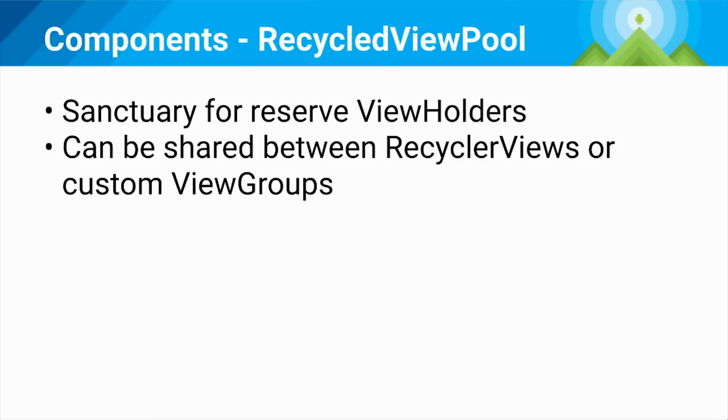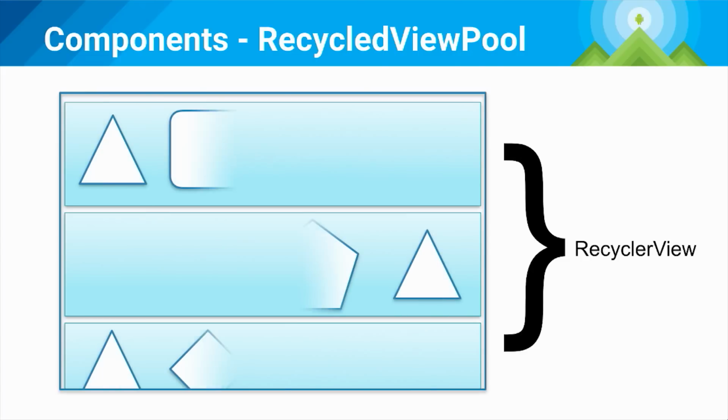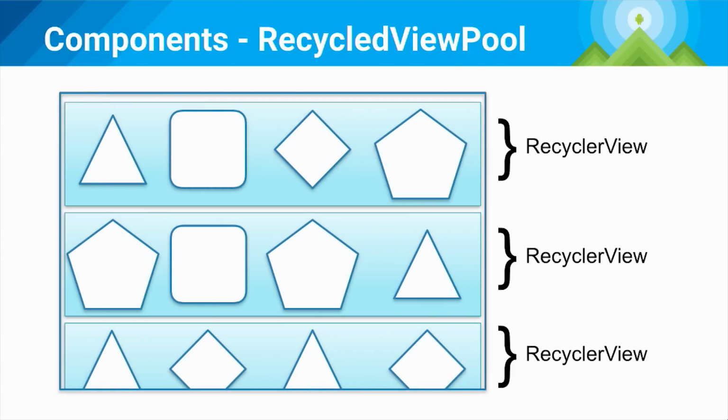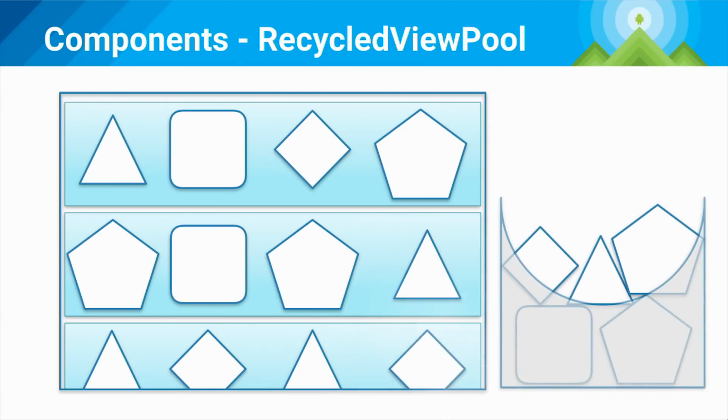OK, the pool is where we keep all the remaining views. So this is a RecyclerView, and every single item is another RecyclerView. So wouldn't it be cool if all of them came from the pool? This is where you can use a view pool.